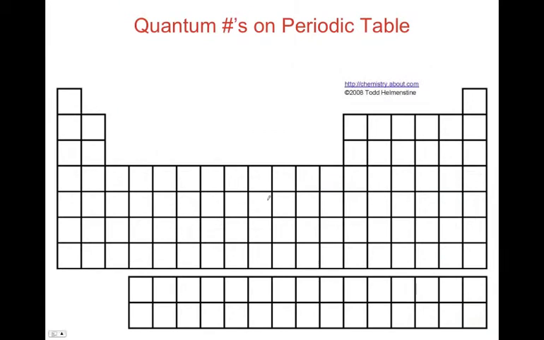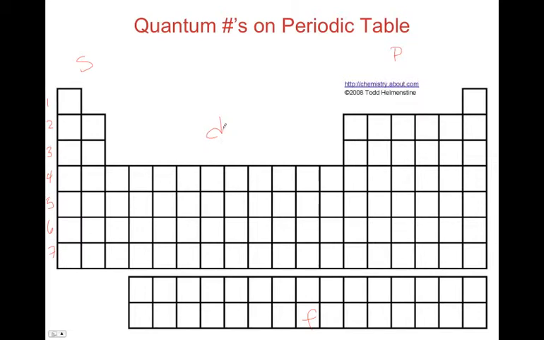So here's a nice blank, empty periodic table. This is the S block. This is the P block. This is the D block. And down here is the F block. Okay? Now, that means that the rows, which right here could be 1, 2, 3, 4, 5, 6, 7, right? So we have our rows they can be.